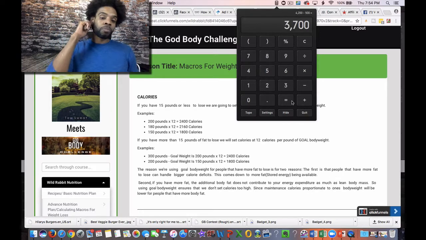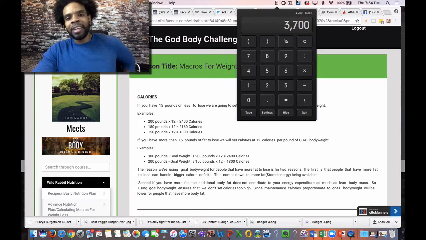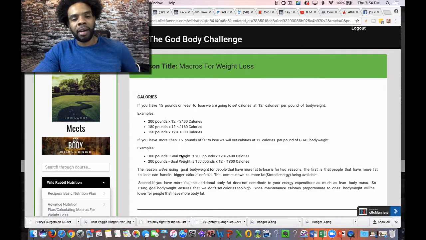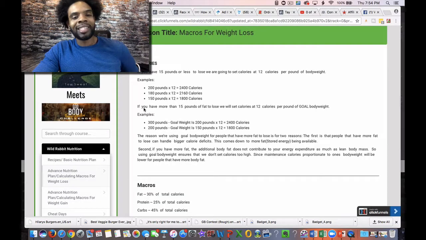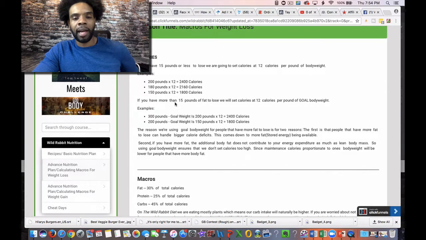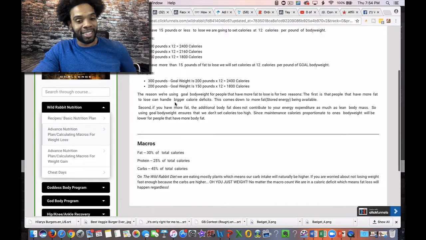Now, it's going to get a little more difficult here. So let's minimize our calculator. As you see, the same thing applies for everybody else. This is very simple for the calories, but where it gets pretty challenging is the macros. Okay, so here's what we're going to do for macros.